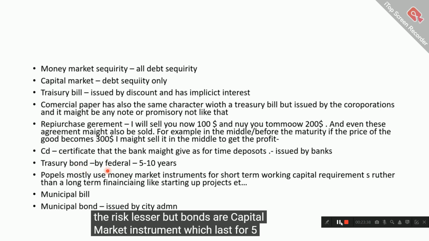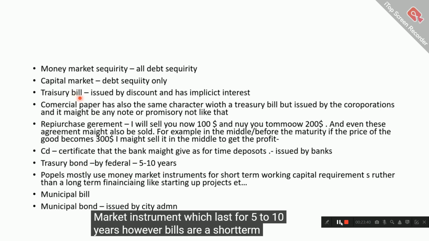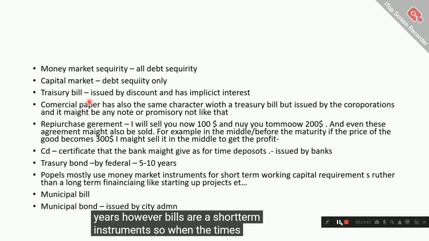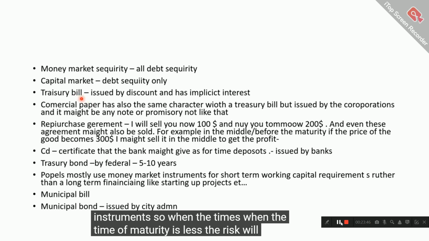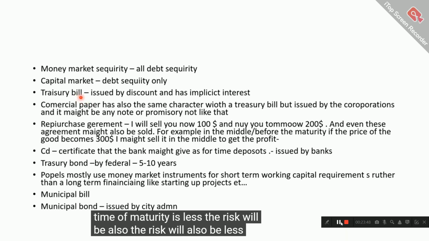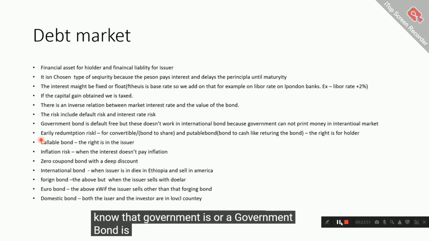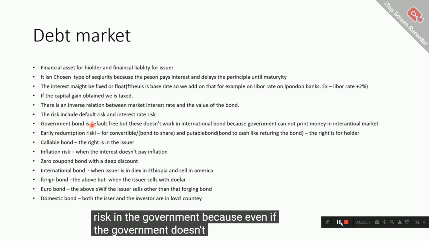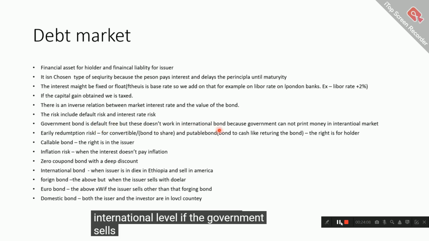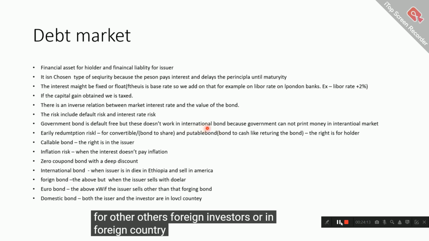You know that a government bond is default free. There is no default risk with a government, because even if the government doesn't have the money to pay back its bondholders, it can print money as the last option. But this doesn't work at the international level. If the government sells its bonds in the international market to foreign investors, or in a foreign country, the government cannot print money like in the national market. In the national market, the currency is local, so you can print the money. However, you cannot print the money in the international market. So the government can also default internationally.